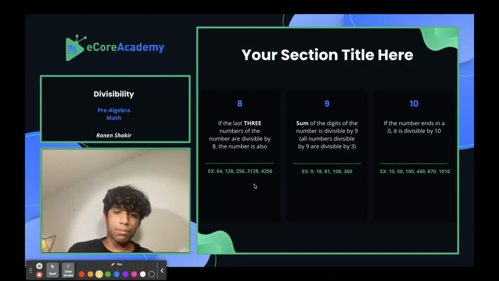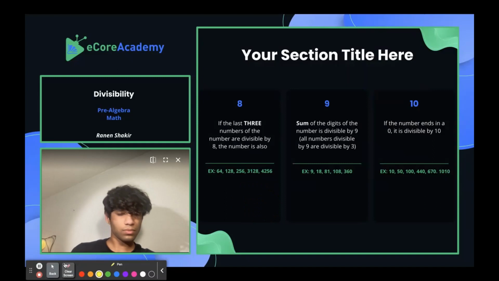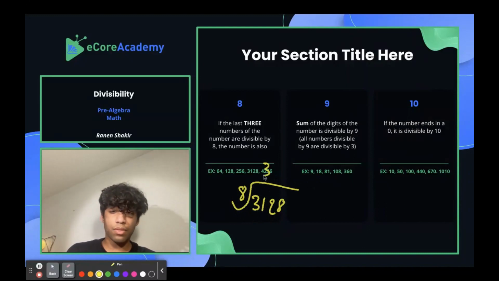If we were to use a bigger number, like 3,128, since we just figured out that 128 is divisible by 8, this entire number is now divisible by 8. If you really want to prove that, and you don't trust me, we can prove it. We have 8. We can have a 3 here. We can have 24. We'd have 72.